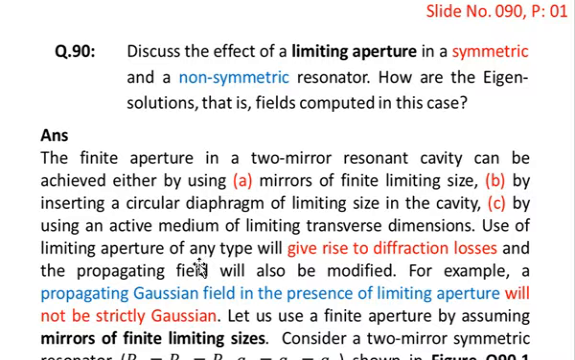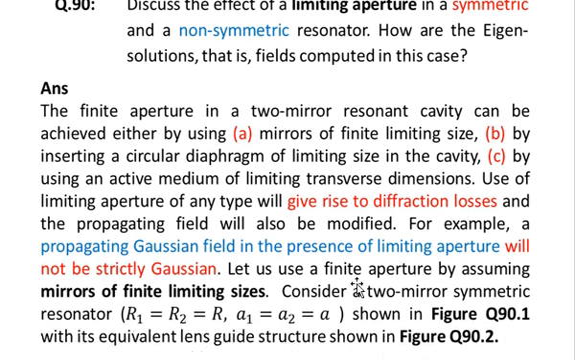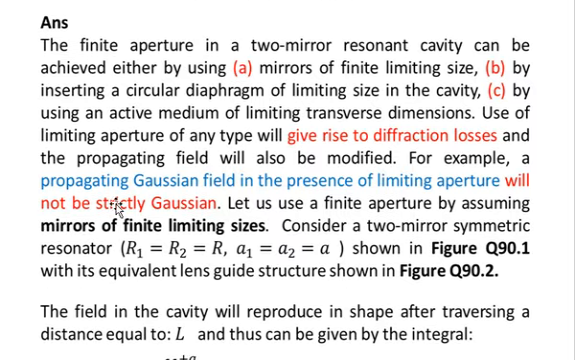Use of limiting aperture of any type will give rise to diffraction losses, and the propagating field will also be modified. For example, a propagating Gaussian field in the presence of limiting aperture will not be strictly Gaussian. Let us use a finite aperture by assuming mirrors of finite limiting sizes. Consider a two-mirror symmetric resonator.